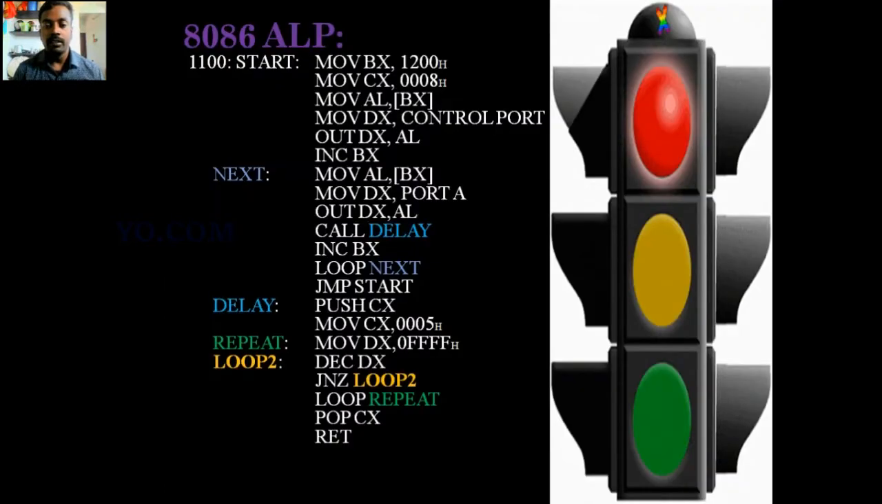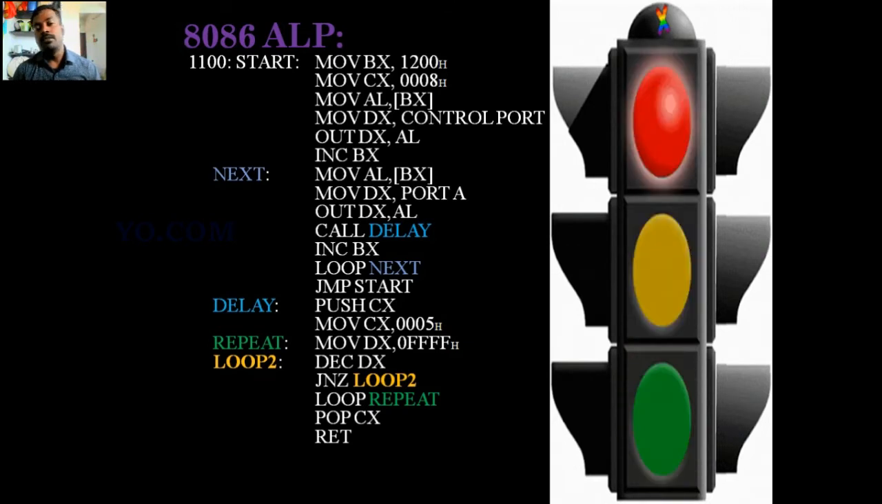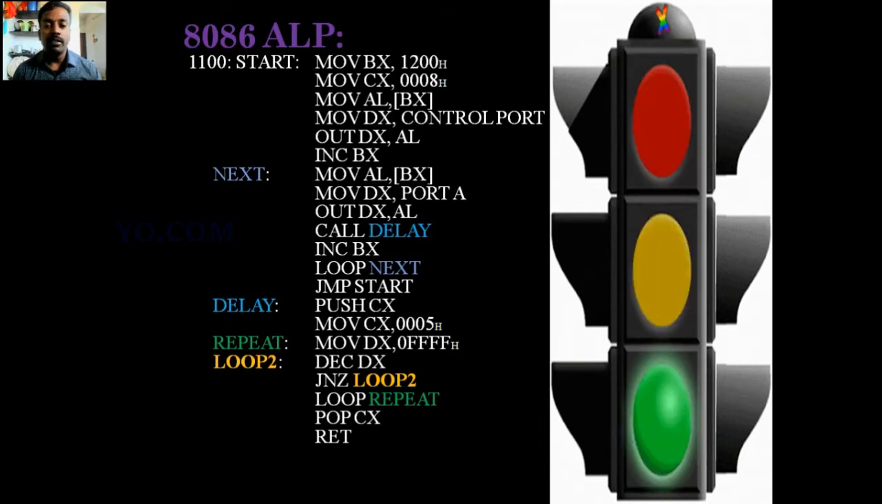Then this is the program. Here we have a fixed delay, and the fixed delay applies to all the lanes. We can stop the vehicles in one lane and pass the other lane, but all the lanes face the same delay.